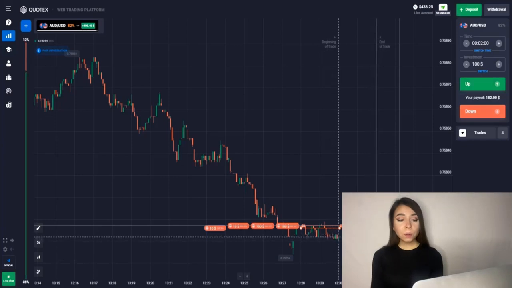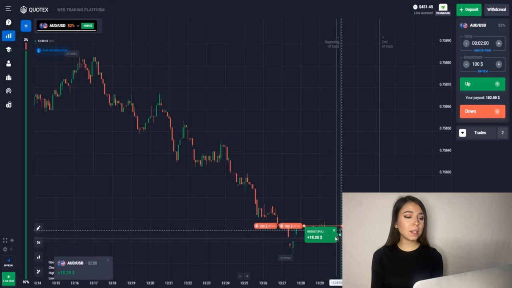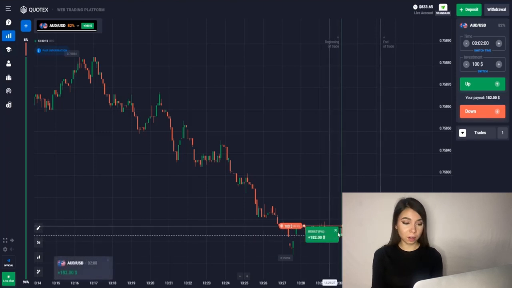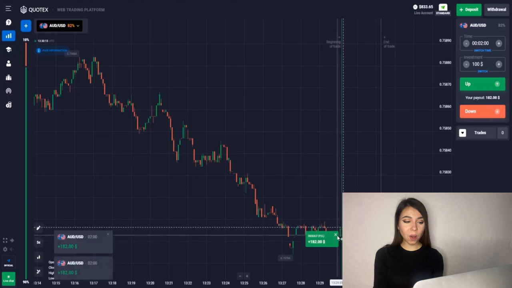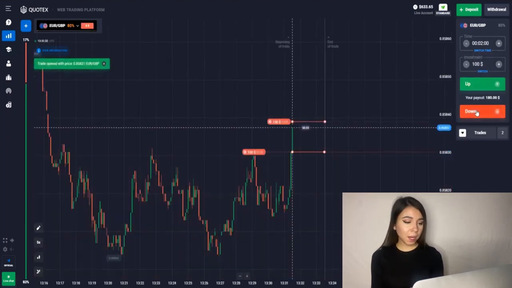So we get a good profit for this currency pair. All our trades are closed net positive, and our deposit is getting closer and closer to $1,000. I'm really happy. So we go further, the Euro GBP currency pair.